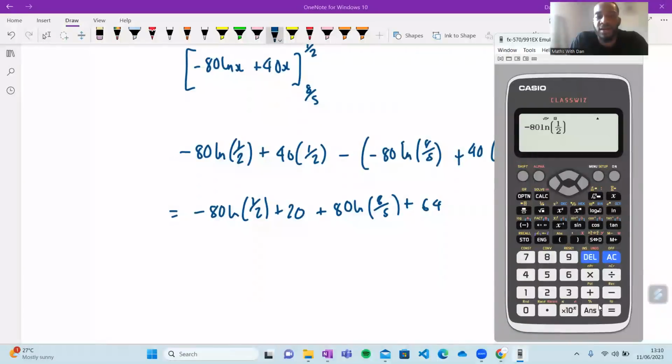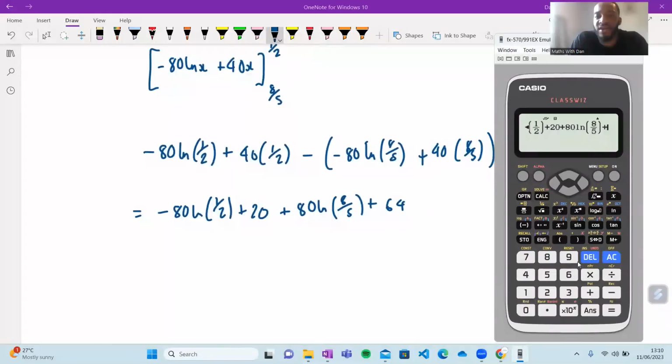Got this here. And then plus 20, and then plus 80 ln of 8/5. Sorry, not ln of 5, ln of 8/5. And then that is 64, right? 40 divided by 5. Yeah, that's 64.